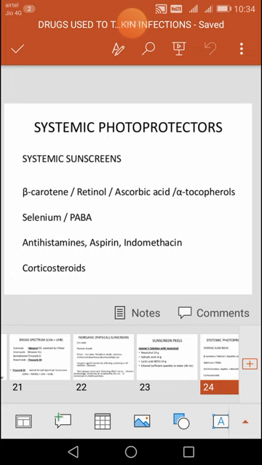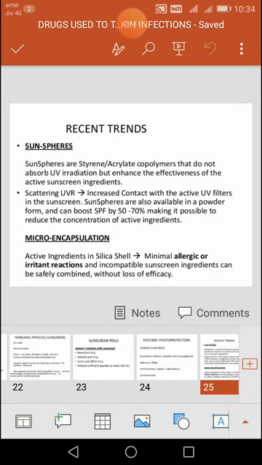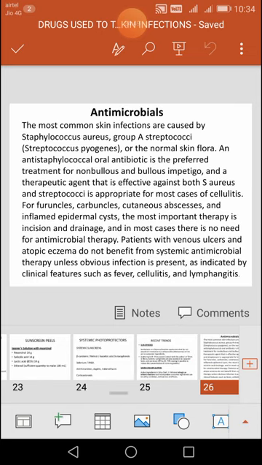Then systemic photoprotectors, which are beta carotene, retinol, ascorbic acid, or alpha tocopherols. Then selenium or PABA. Then antihistamines, aspirin and indomethacin, and then corticosteroids. So there may be a combination of these different chemicals. Then this you don't need.